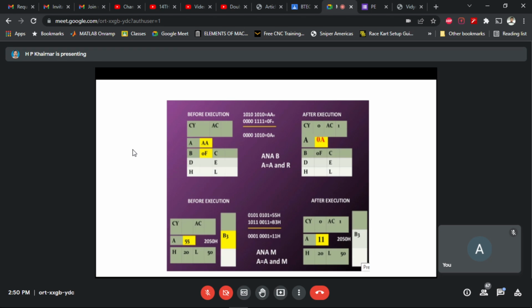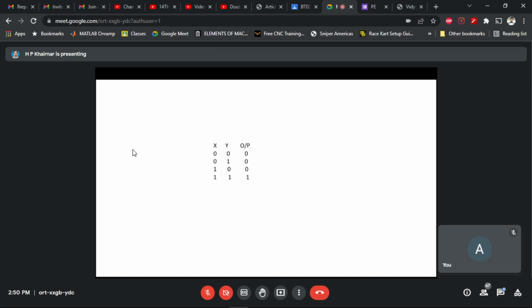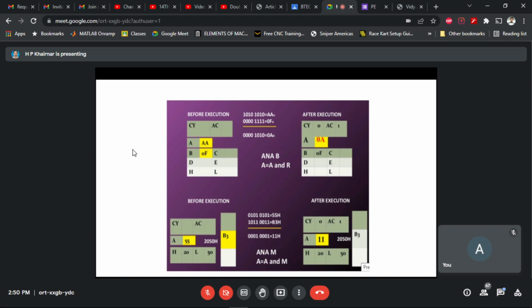So 55, you will convert into the... Sorry to interrupt, not this conversion, the one on top, the 0F and the AA conversion. The truth table. No, the conversion of AA and the conversion of 0F. Okay, that conversion you are not able to get. Yes. Okay, fine.